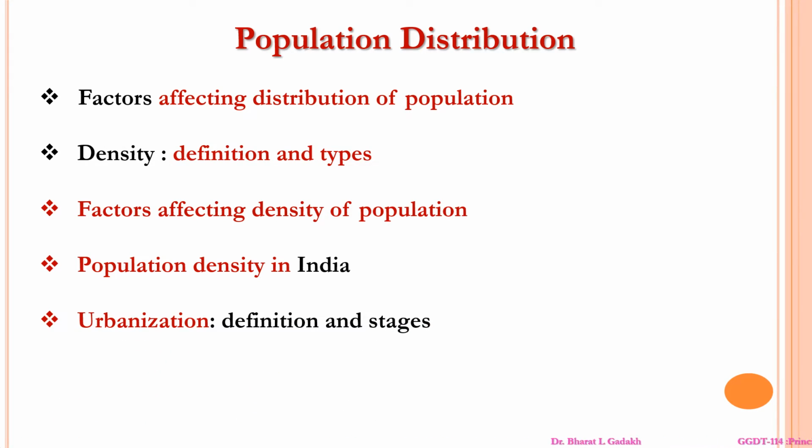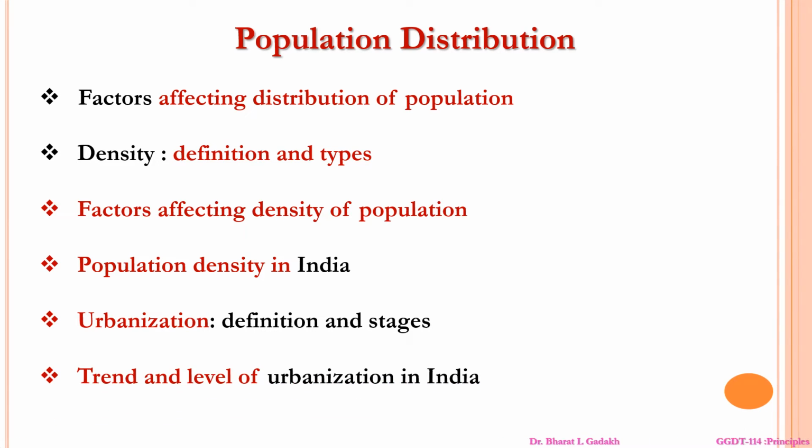Now the next point is urbanization: definition and stages. What is meant by urbanization? What is the definition? What are the different stages of urbanization? These are discussed here. The last point in this topic is trends and level of urbanization in India, meaning whether the trend increases or decreases, and what the curve of urbanization in India is. This is all the discussion in topic number two, population distribution. These are the six points covered in population distribution.